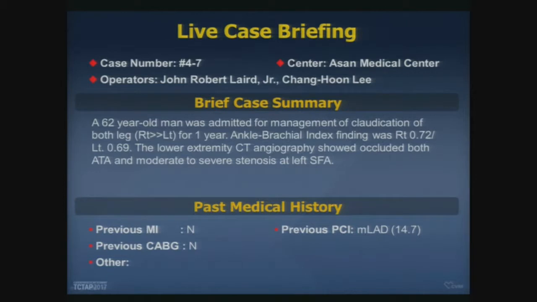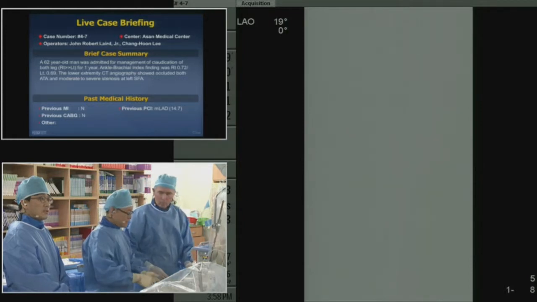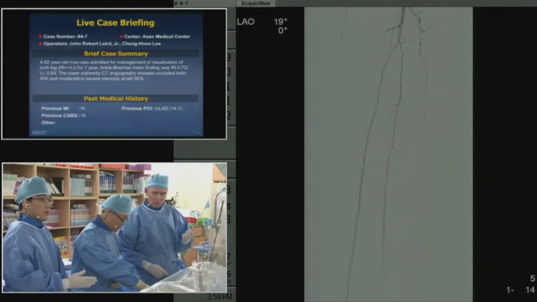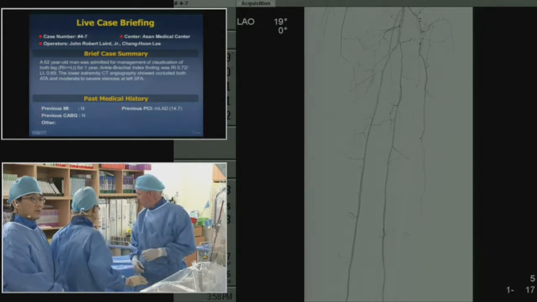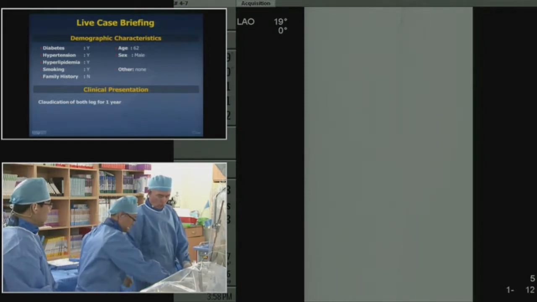We have a 62-year-old male patient. He was admitted with a symptom of claudication, in both legs actually. The symptom is more severe in his right, but the ABI revealed that the left ABI value was lower, 0.69, with the right at 0.72. We already took the lower extremity CT angiography, and we knew before the intervention that he had a moderate to severe stenosis of the left SFA, and you can see the angiography we took right now here.